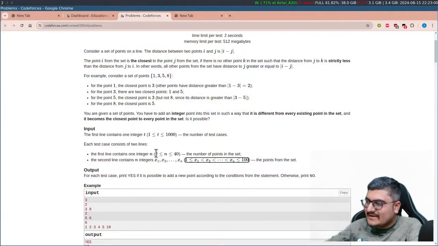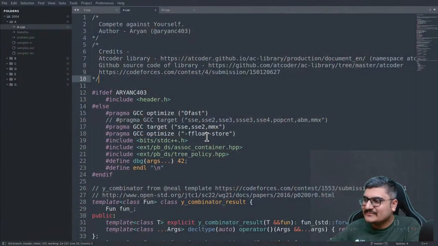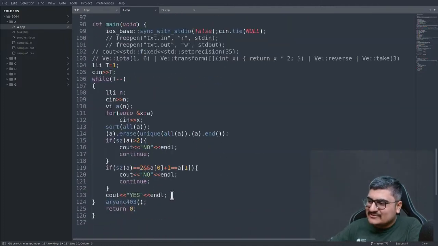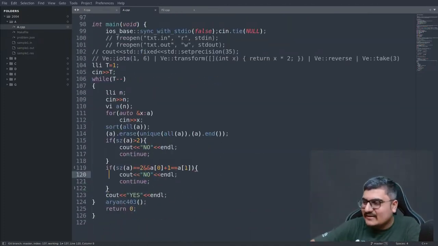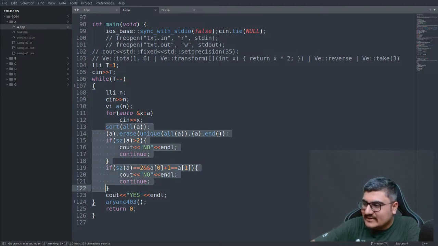Okay, wait. n equal to 2 was also given to you. So yeah, there is only one yes test case. Sorting, etc. is not required.